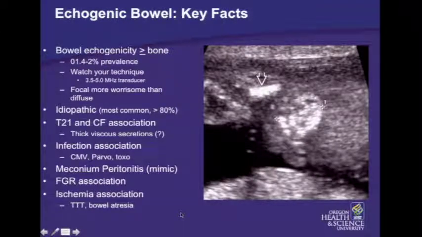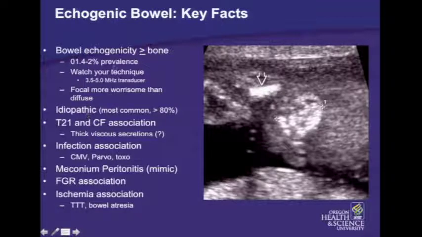Another scenario is echogenic bowel. And the key facts are that to make the diagnosis of echogenic bowel, we want to make sure that we watch our technique. We want to use the standard transabdominal probes and not the high-resolution probes, because those probes make all bowel look echogenic. The bowel should be as echogenic or more echogenic than adjacent bone. And focal echogenic bowel is more worrisome than diffuse.